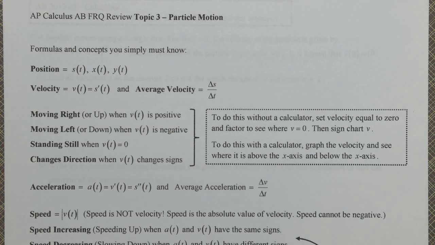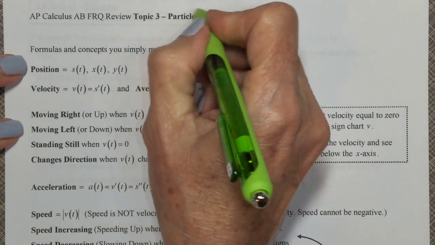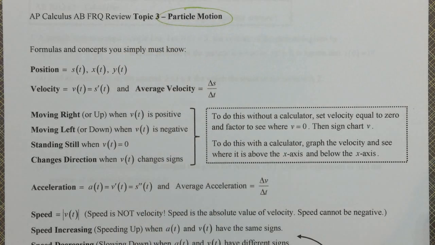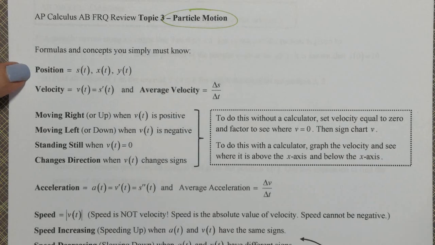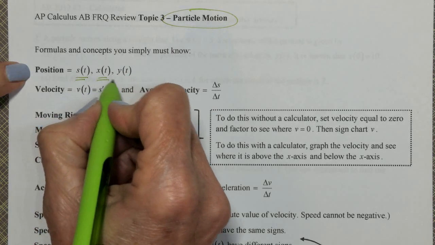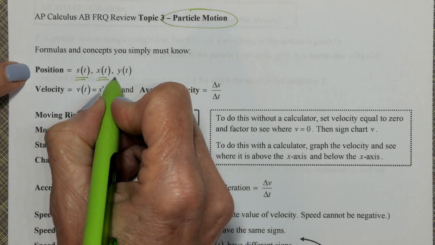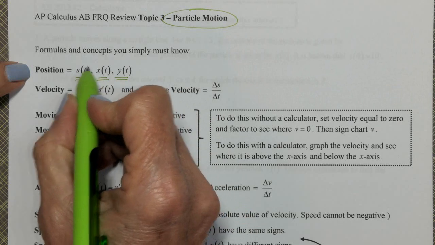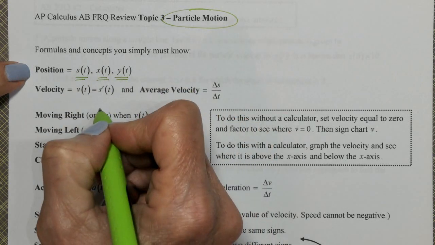Our next topic that we're going to be going over is on particle motion. And this topic has a lot of formulas that are just necessary to know. Here are some of the formulas and concepts. So position is often given to us as S of t, x of t if it's horizontal, y of t if it's vertical. S of t can be either one.